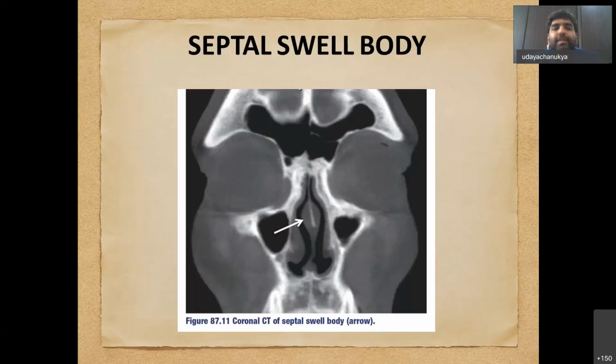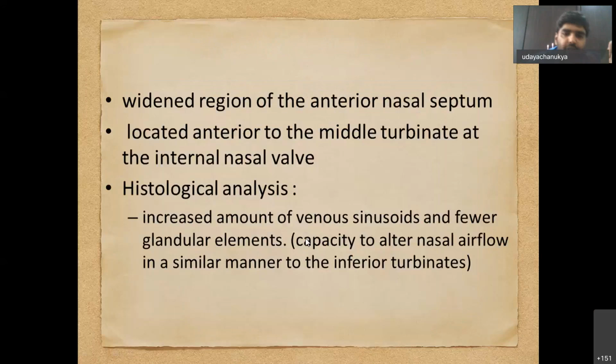What is septal swell body? Septal swell body is a finding which is most commonly seen in a CT scan. This will be discussed by Dr. Venkatram Reddy garu tomorrow. But in order to have a brief overview, it is a widened region of the anterior nasal septum, and it is located at the anterior part of the middle turbinate at the internal nasal valve. What is internal nasal valve? We'll have a discussion later in the presentation.